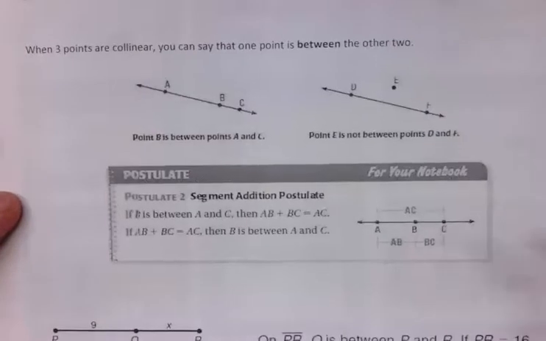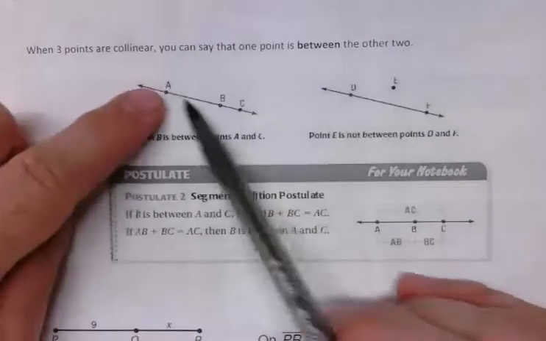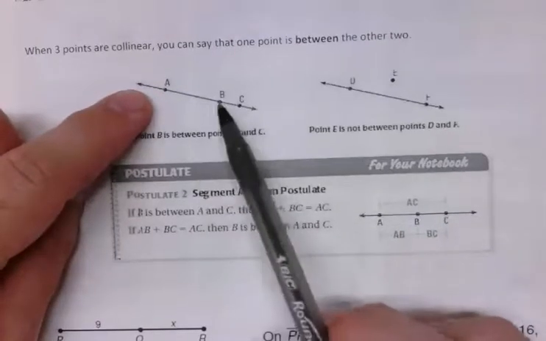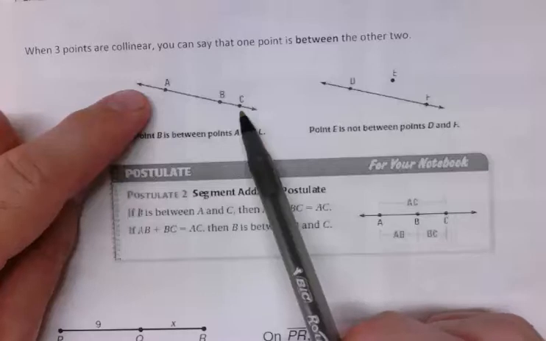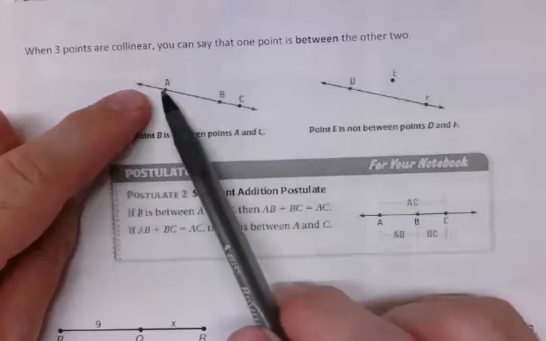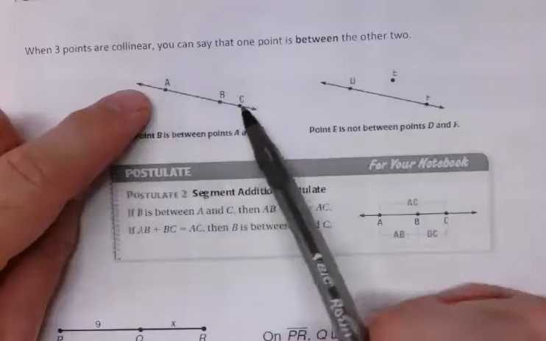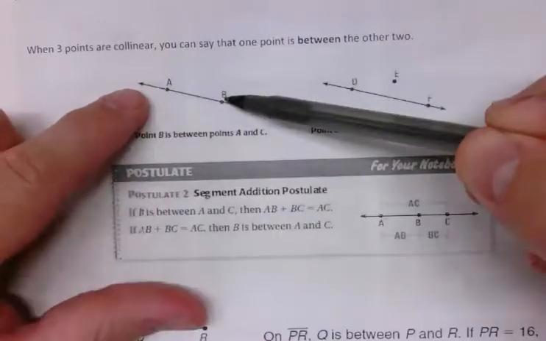What does that mean? Well, if you've got a point in between two other points, literally in between, well then that makes a little segment here, a little segment here, and then a big segment that combines the two. So when I say little plus little make big, I literally am saying this little piece plus this little piece makes the big piece, sorry. But B has to be between them for that to work.